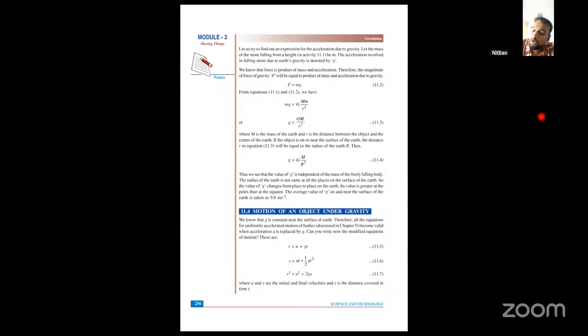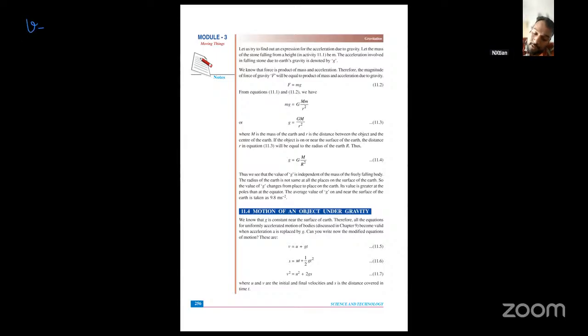Now I want to ask one question. See, we know that V is equal to U plus AT. So basically, these are the three laws of equation. This belongs to the previous chapter, but because it is not coming in your main examination, we are not doing this. But we should know these three laws of equation before learning anything else.